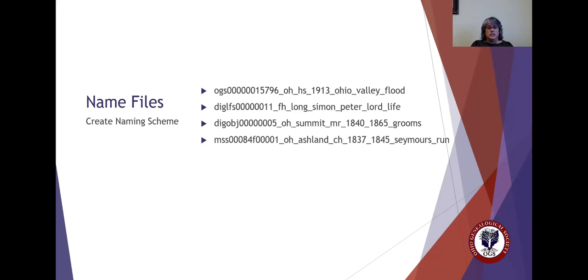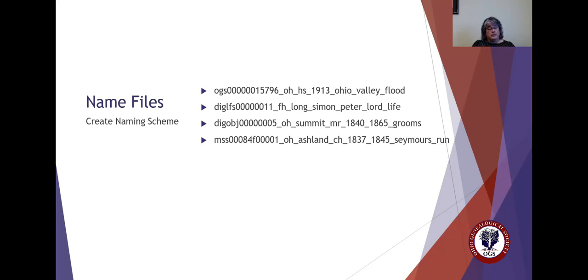The next one down says DIG-OBJ, that stands for digital object. What that means is that this item has only ever existed as a digital object, meaning it was donated, in this case, this was donated to OGS as a digital file itself. There was never a physical book. This was created on a computer. And if you look at this, you can see it says OH Summit. So I know that it's an Ohio Summit County work, and MR stands for marriages. And then you've got some dates there, 1840, 1865 grooms. So right away, you know that we don't own this. It was always a digital object, and that it is about marriages for that time period and probably indexed by grooms.